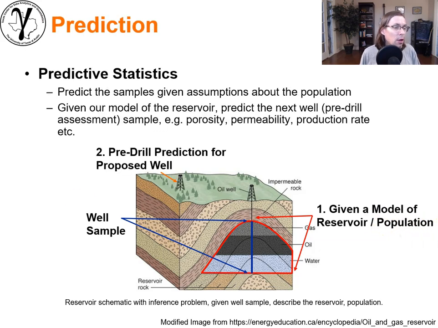That's inference. Prediction is different. Prediction is you predict the samples given an assumption about the population. So we already had information, we drilled wells, we figured out a model of the reservoir or the population. Now for the very next location we're going to drill, give me a pre-drill prediction of what we expect to happen. And that would be a prediction problem. So inference: sample to the population. Prediction: population to the next sample.